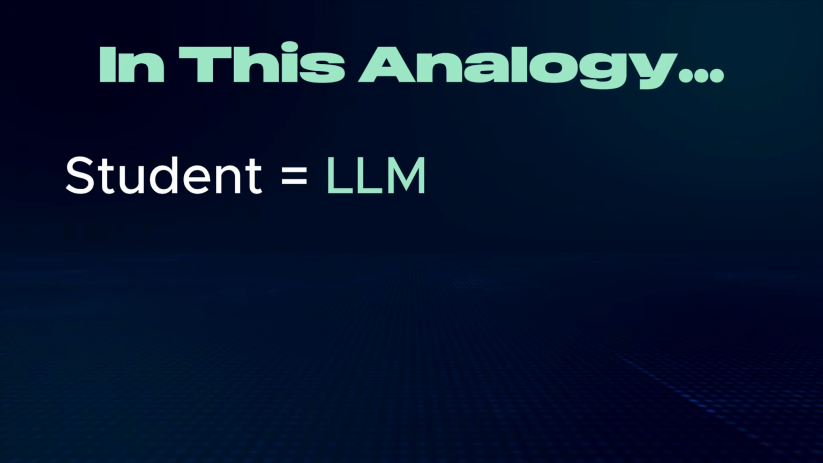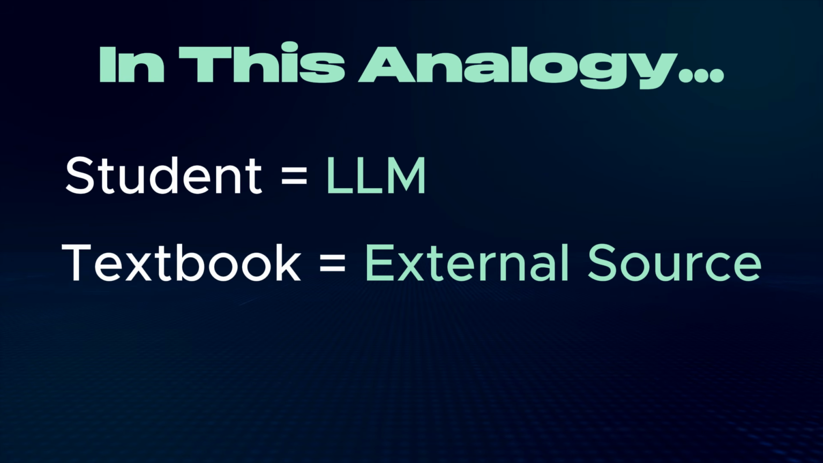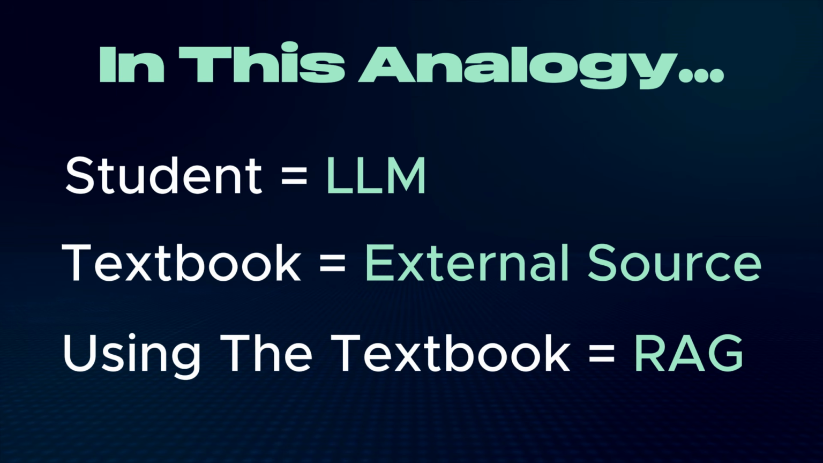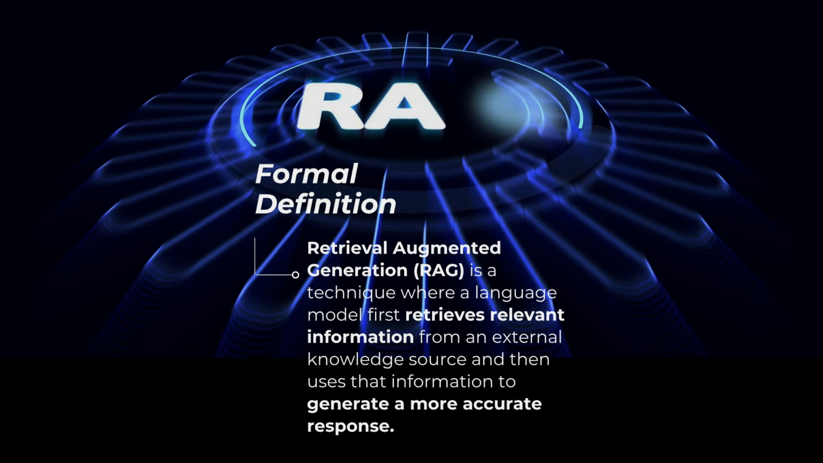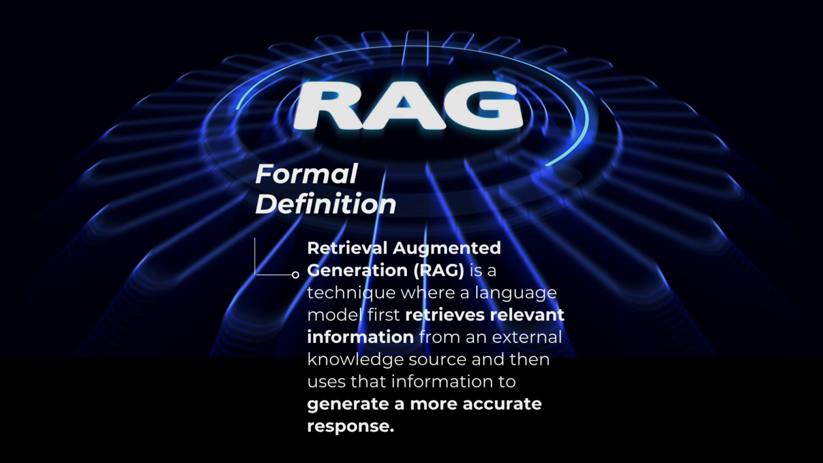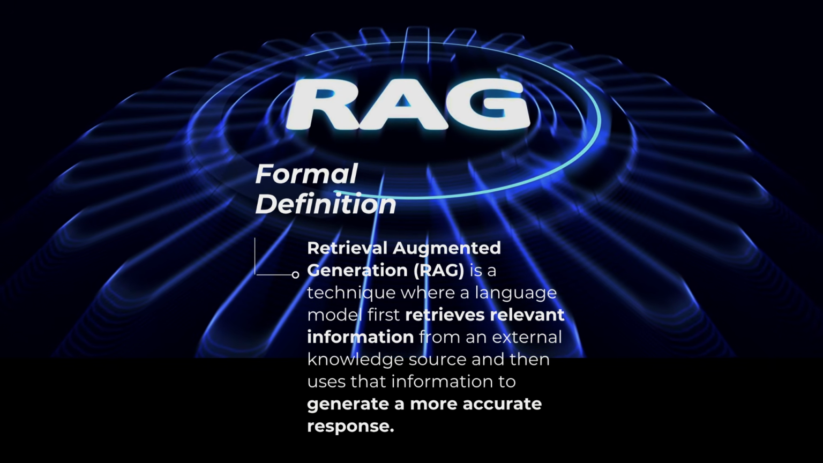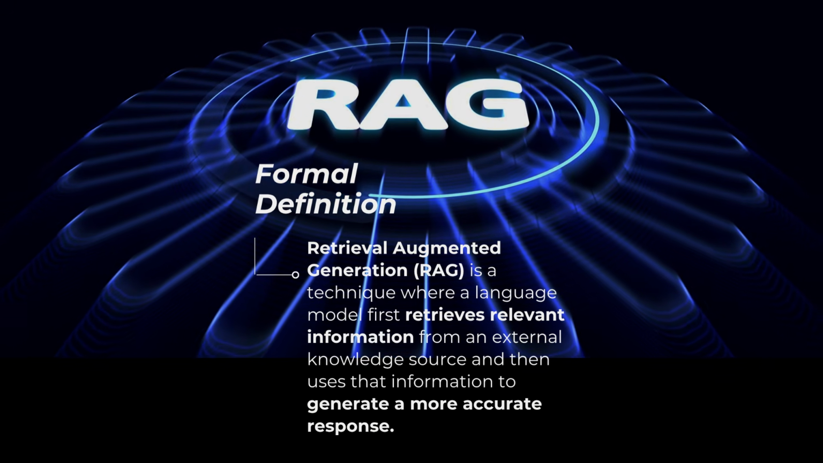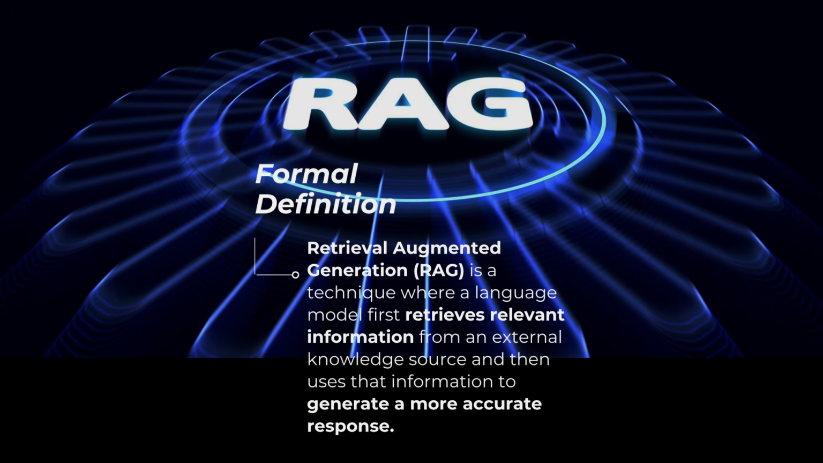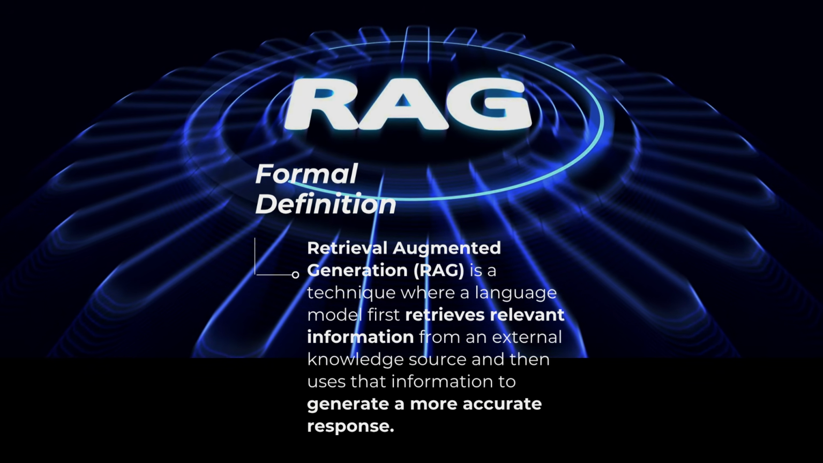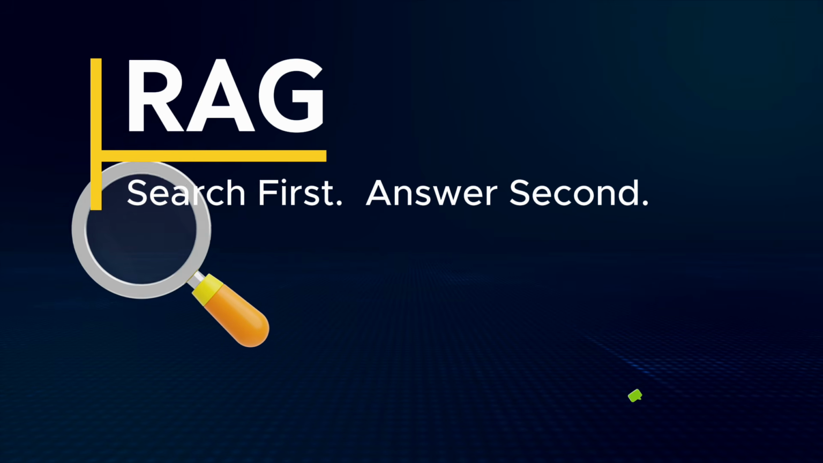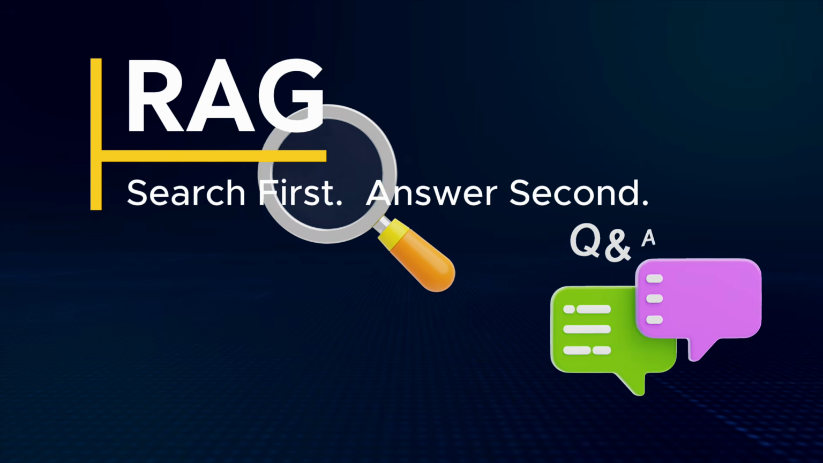In this analogy, you, the student, are the large language model, and the textbook is the external knowledge source, and the actual act of opening the textbook to find the answer, that's RAG. So to give you the more formal definition, RAG is an AI technique where a language model first retrieves relevant information from an external knowledge source, such as documents, PDFs, or databases, and then uses that information to generate a more accurate response. In simple terms, RAG is all about search first, answer second.